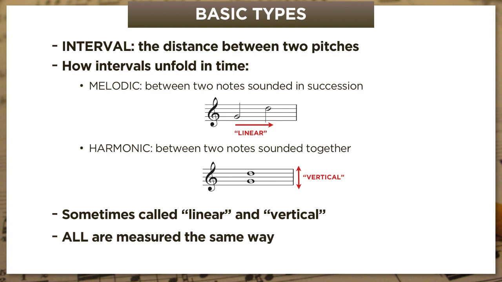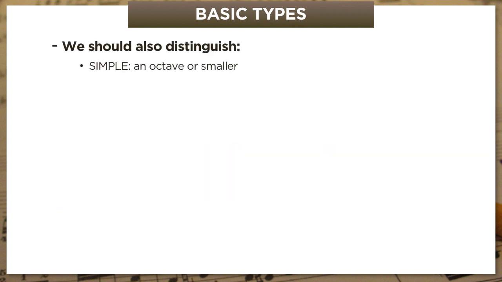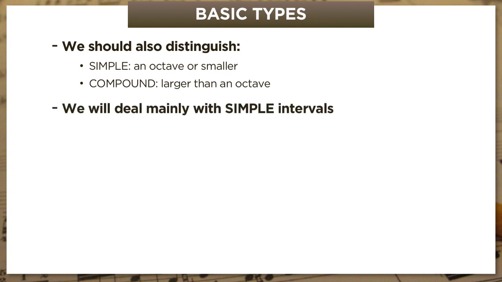One other important distinction to make is between simple intervals, which are an octave in size or smaller, and compound intervals, which are larger than an octave. For the most part, in this video, we're going to deal with simple intervals. The logic being that we can often think of compound intervals as some simple interval plus one or more octaves.